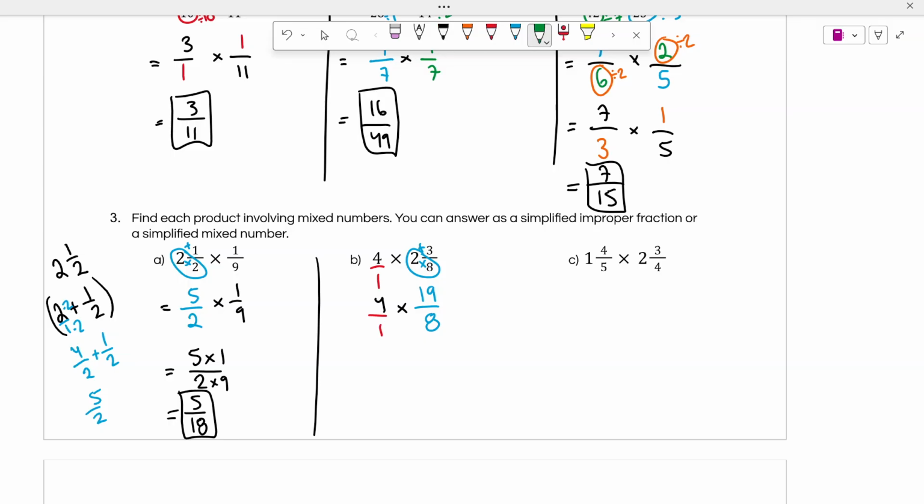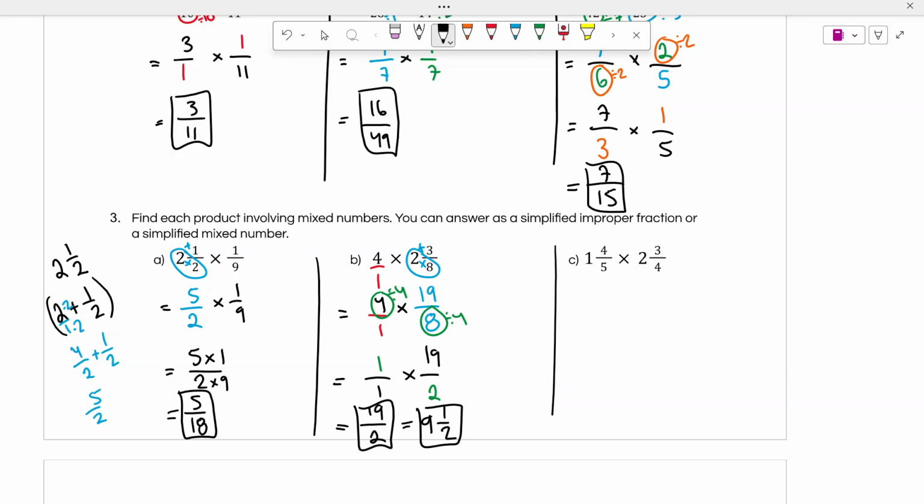I do see some cross-reducing I can do here, so I'm going to divide out the common factor of 4 in 4 and 8. 4 divided by 4 gives me 1, 8 divided by 4 gives me 2, and everything else is the same. 1 times 19 is 19, and 1 times 2 is 2. So 19 halves is acceptable there. If you want to convert that into a mixed number, 2 goes into 19 9 full times with 1 half left over, and that would be an acceptable answer as well.